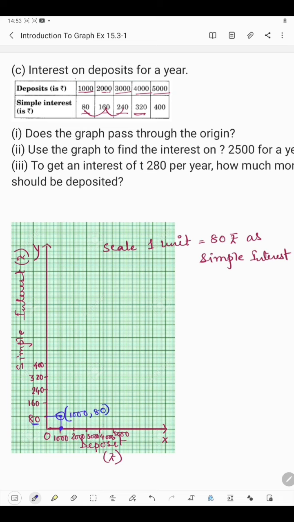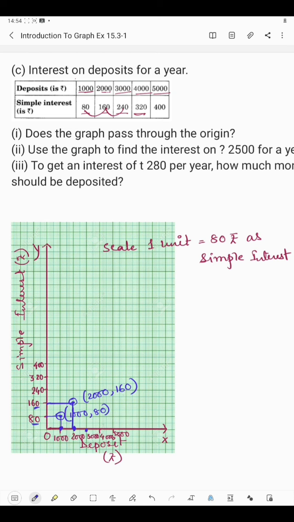Okay, similarly on 2000 rupees, here is 2000 on the x-axis. So on 2000 rupees you will get the interest 160. So till here we will go, and from here we will go towards the y-axis. So here is 160. So this is the coordinate 2000 comma 160. So here the value of x is 2000 and the value of y is 160.